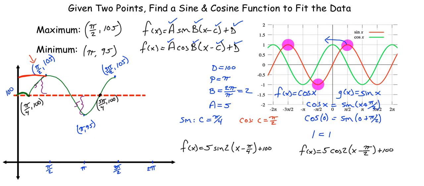So if we wanted to know the sine function and the cosine function that have a maximum at pi over 2, 105, and a minimum at pi, comma 95, this here would be the sine function, and this here would be the cosine function. I hope this helps clear up a little bit between sines and cosines and how they fit together. Good luck, and I'll see you in the next video.